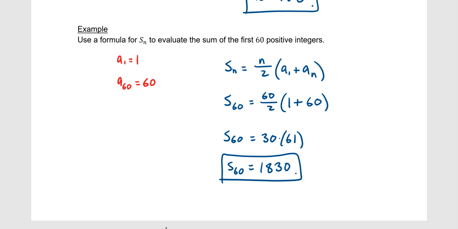So if we add the numbers 1 plus 2 plus 3 plus 4 plus 5 all the way to 60, we end up getting 1,830. Okay, which we also saw a shortcut for in the previous section. All right, so that's it for arithmetic sequences and series.